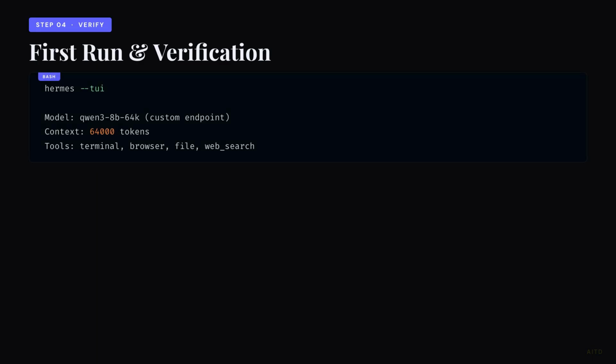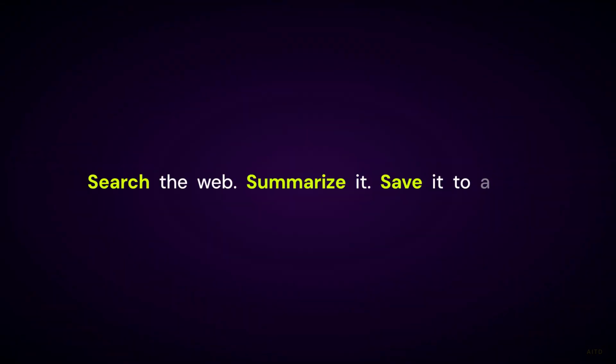Step 4. First run and verification. Launch the interface using the command on screen. The startup banner shows your model name and context size. Confirm both look right before continuing. Now test it with something that needs several steps in a row: searching the web, summarizing the results, and saving them to a file. If Hermes finishes that chain without losing track partway through, your context window is configured correctly and the agent is ready for real work.